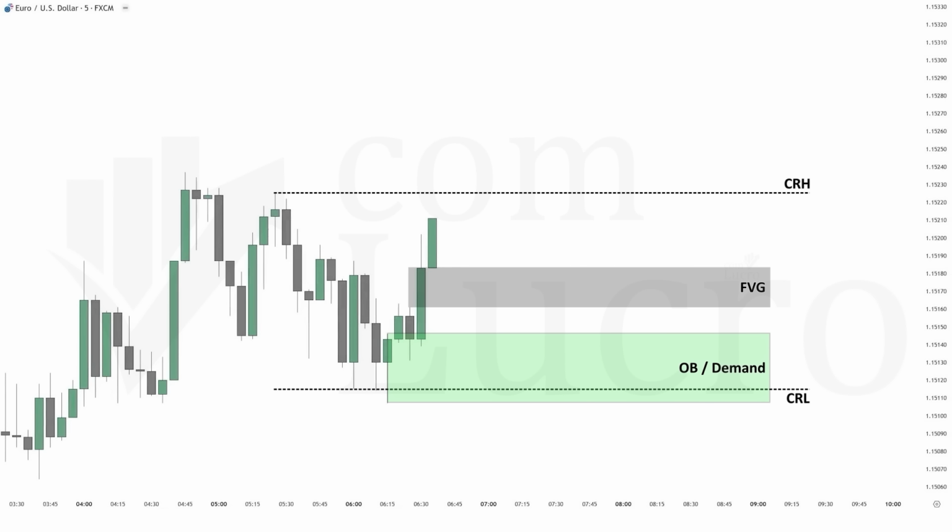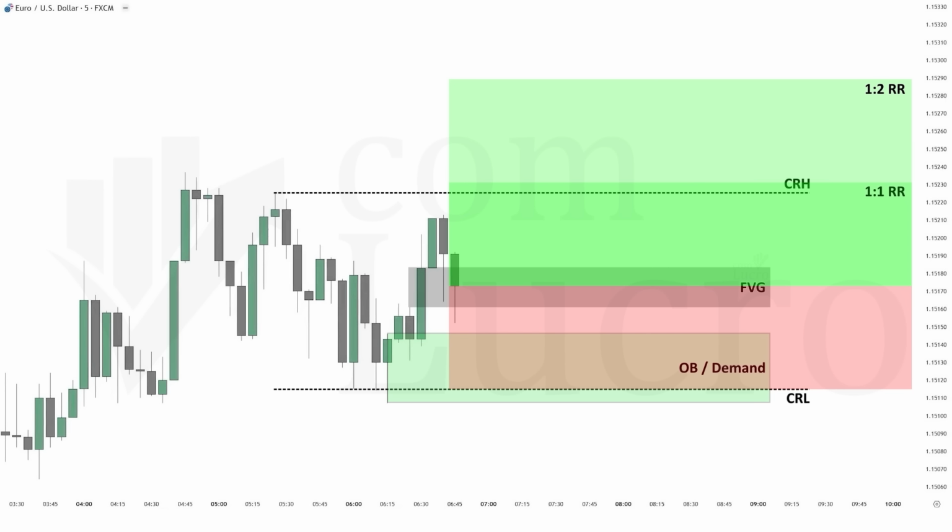Looking closely, we can see that a fair value gap has already formed, and price is starting to react from that area. With that confirmation, everything lines up for a buy entry here, placing our stop loss just below the fair value gap for a safe and logical position. Now, for our targets, as mentioned earlier, we always close half of the position once price reaches a 1-to-1 risk-to-reward level. This locks in partial profit and makes the trade risk-free.